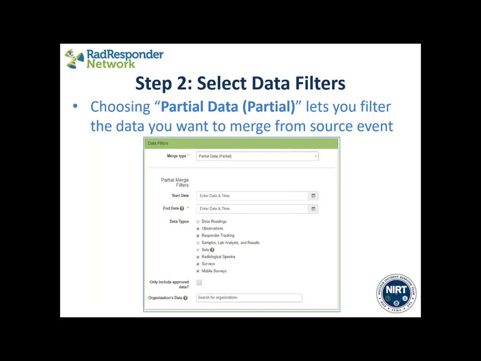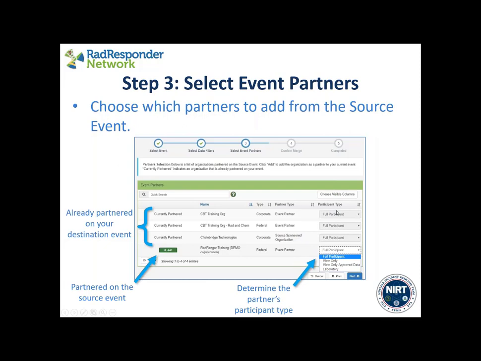You can filter by start and end date, so you can choose a subset of a date range that you want the data to come from. You can choose just by data type. Maybe you only want to bring over the approved data, or you can choose to only bring over one organization or multiple organizations. I believe that's a multi-select for you to choose.